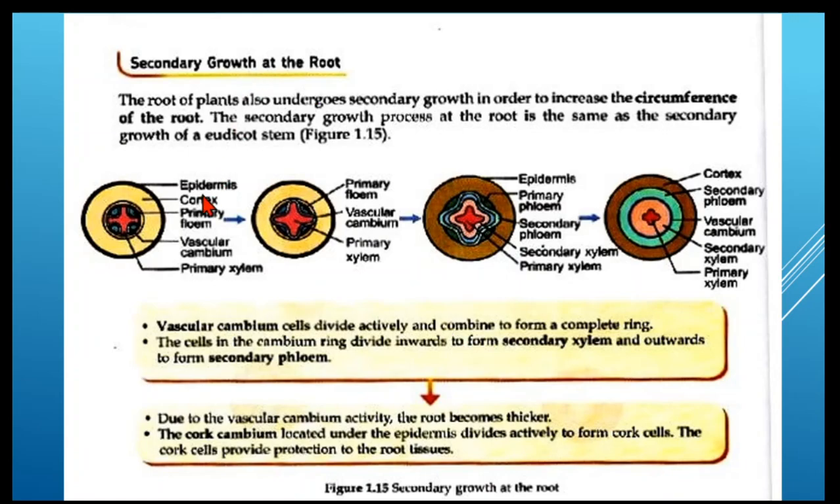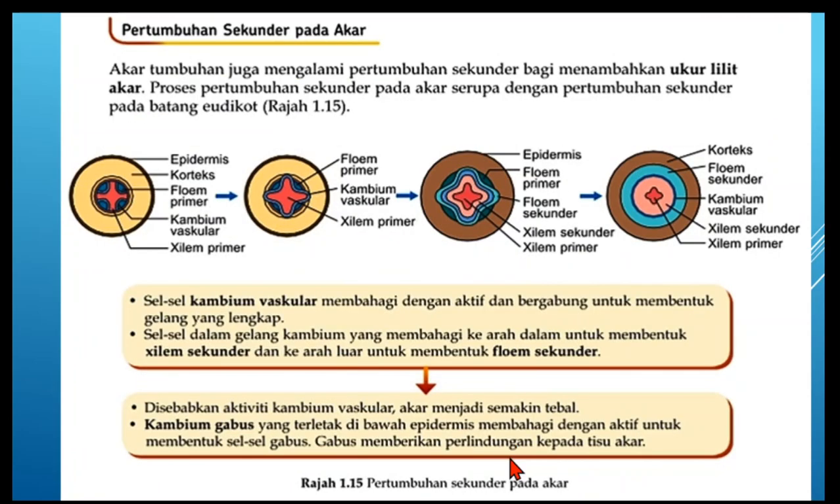Okay? So mula-mula primary xylem, primary phloem saja. Selepas itu dia akan form secondary phloem dengan secondary xylem. Okay, so di sini dia akan form cork cell to provide protection for the root tissues.